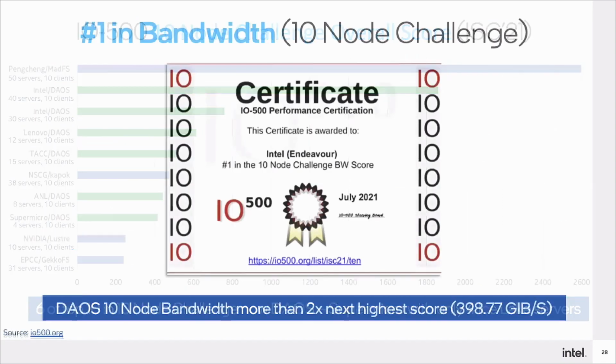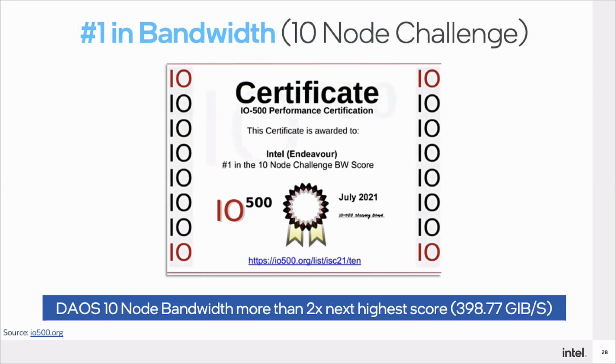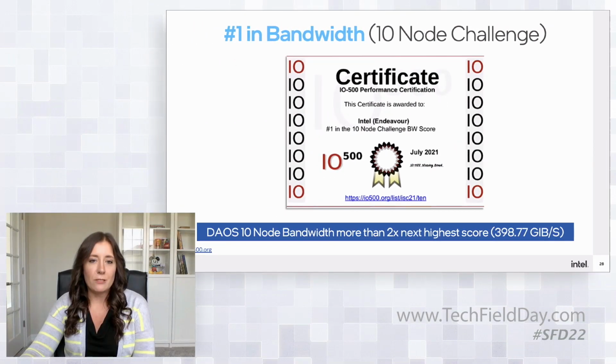And just the last one I wanted to highlight from that as well. In that 10-node challenge, our Intel Endeavor system with DAOS did also get the number 1 score in overall bandwidth as well. That's almost 400 gigabits per second. That's actually more than twice as high as the next highest score in bandwidth. So I think we're still showing a really healthy presentation for maintaining leadership in performance with the DAOS solution.